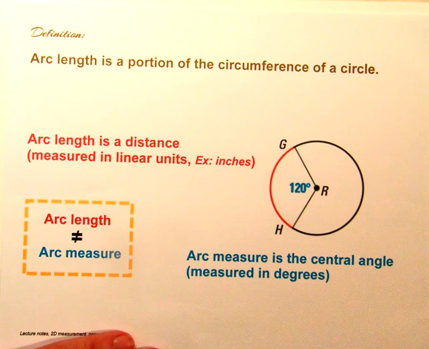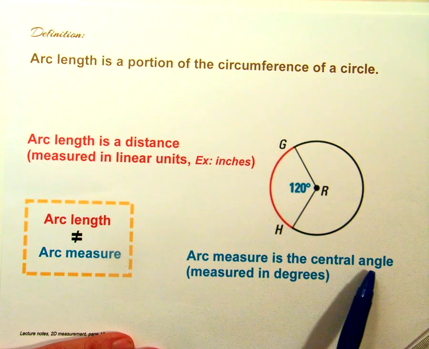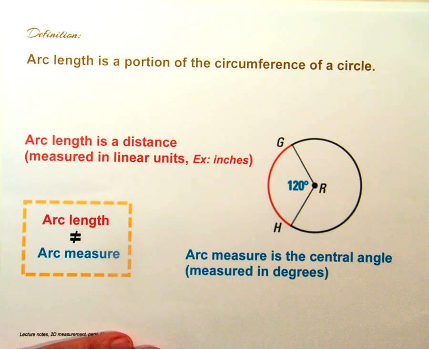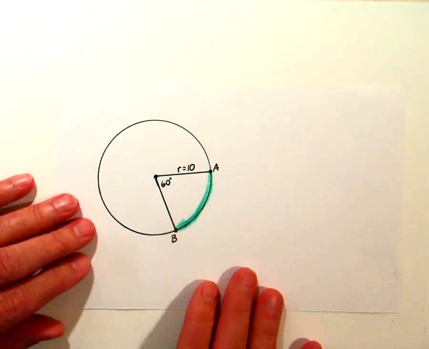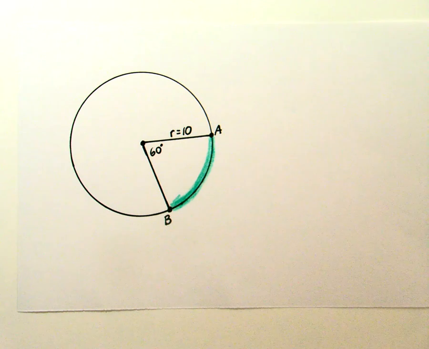Again, remember from our previous unit that the arc measure is the same as the measure of the central angle, and that's measured in degrees. So just make sure you're remembering what you've already heard, that the arc length is not the same as the arc measure. Okay, well, let's look at how we can do it a little bit better than just walking the ruler around it. That's not the coolest thing right there.